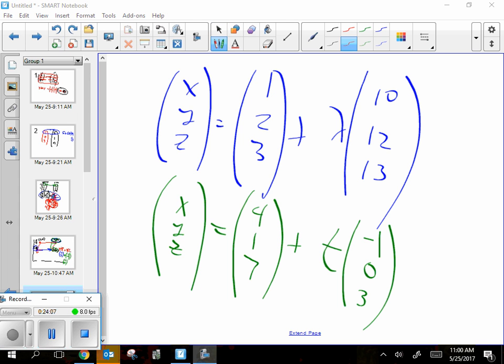All right, so if you put in a t of 1, you just put a 1 right there. And then it's 4 plus 1 times negative 1, which is 4 minus 1, which is 3. Raise your hand if you had 3 as their intersection point. And then 1 plus 1 times 0, which is just 1. And then 7 plus 1 times 3, which is 10. 3, 1, 10 is where their paths intersected.